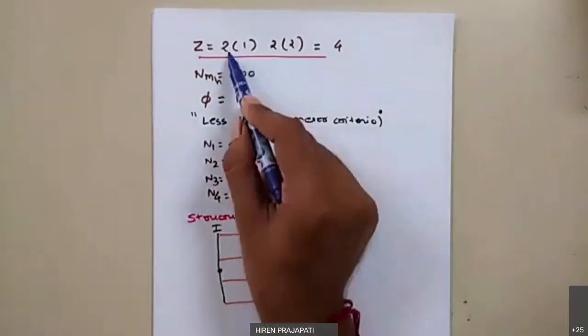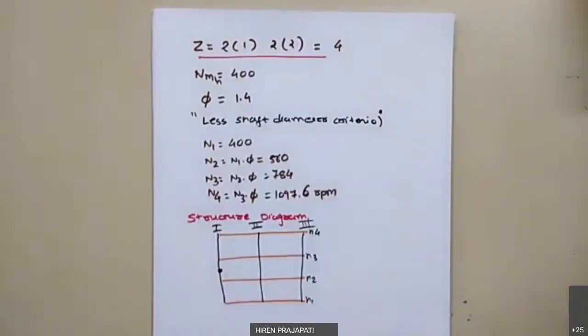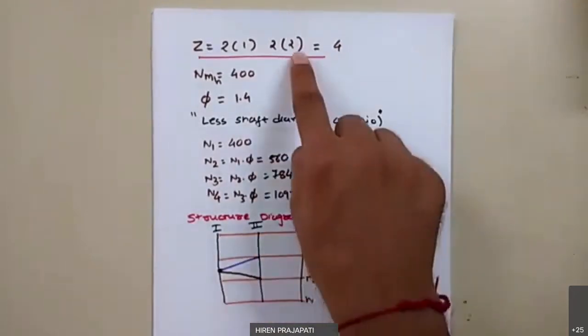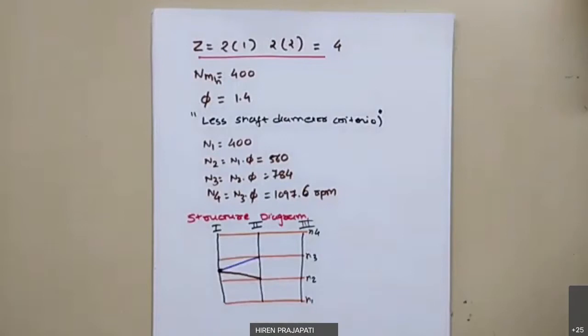Now, two speeds, one characteristic number, then two lines, N2 and N3. Stage 2, two lines, characteristic number is 2. Then from this, one line is here, the second line is here. Similarly now, from this, one line is here, the second line is on N4.